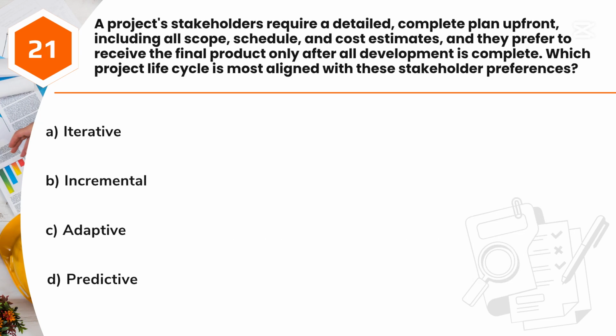Question 21. A project's stakeholders require a detailed, complete plan upfront, including all scope, schedule, and cost estimates, and they prefer to receive the final product only after all development is complete. Which project life cycle is most aligned with these stakeholder preferences? A. Iterative. B. Incremental. C. Adaptive. D. Predictive.